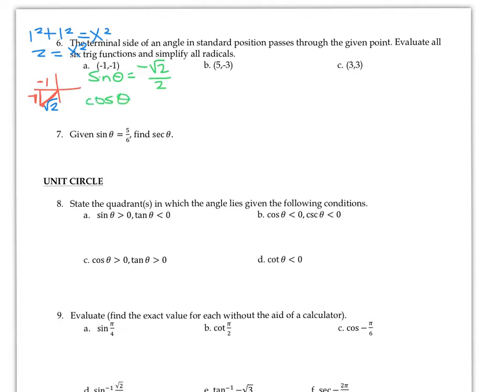Cosine theta is adjacent over hypotenuse, which is negative 1 over square root of 2, which again is going to be negative square root of 2 over 2. And tangent is opposite over adjacent, so negative 1 over negative 1, which is 1. So cotangent is just 1. Secant of theta would be hypotenuse over adjacent, so square root of 2 over negative 1, which is negative square root of 2. And cosecant is the same thing, negative square root of 2.